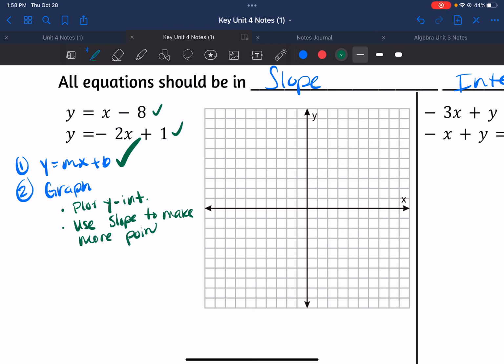All right, we have that. Use slope to make more points. And then we can figure out what its solution is. Let's go ahead and do that. So I will use two different colors. Let's call this my blue line. Let's call this my purple line.